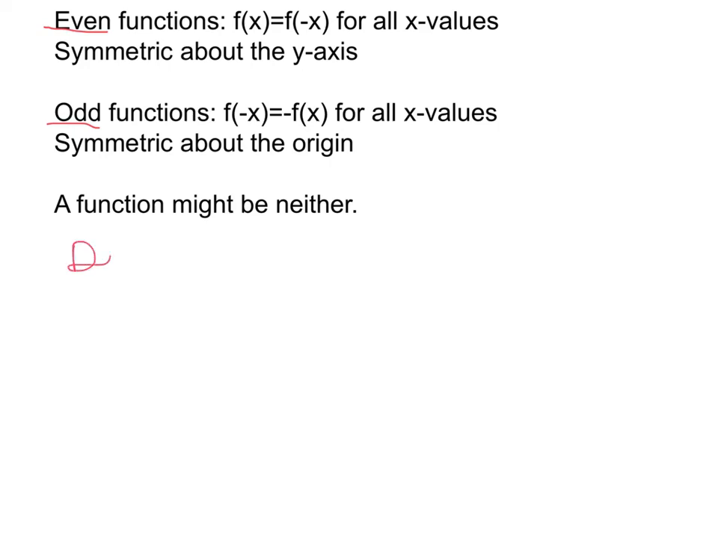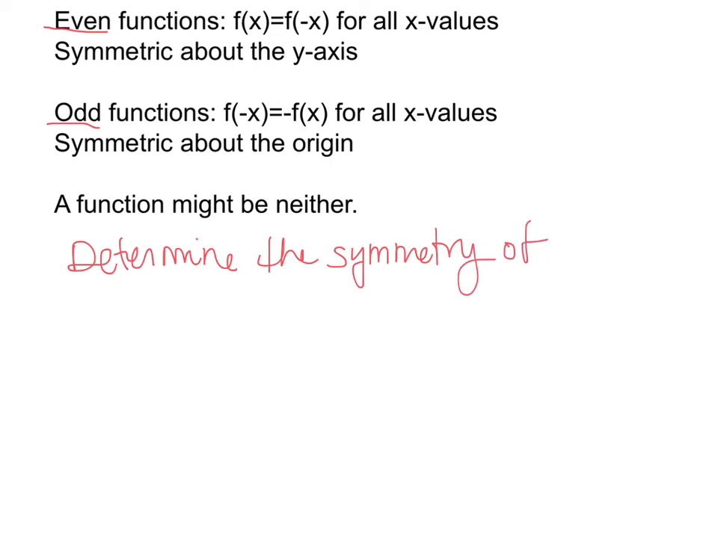Again, let's look at some other ones. Let's determine the symmetry of the second example. Let's look at f of x. We are going to determine the symmetry of the function f of x is equal to negative 2 times x squared plus 5x.